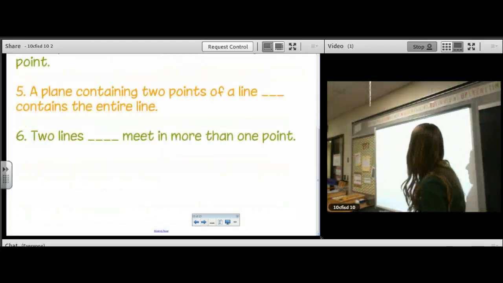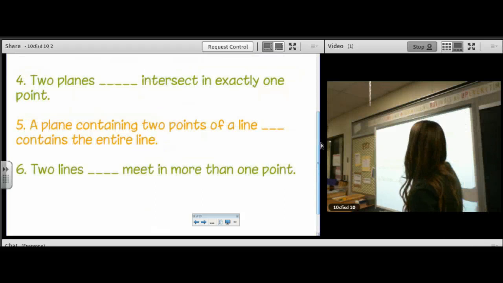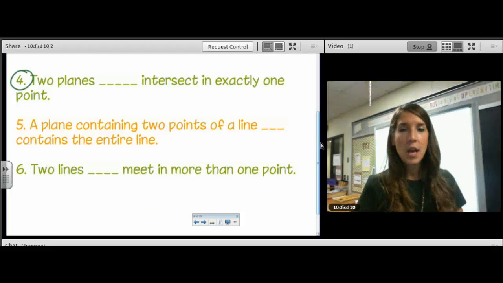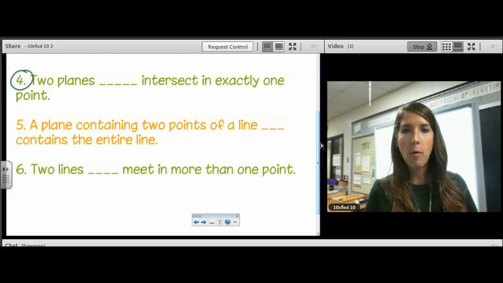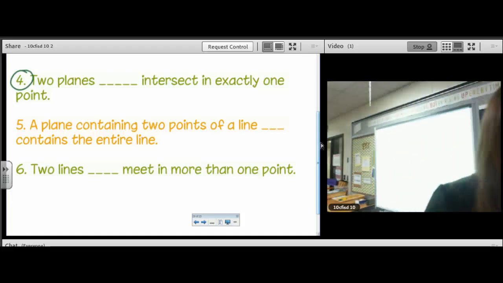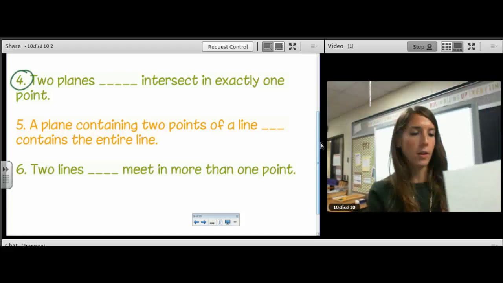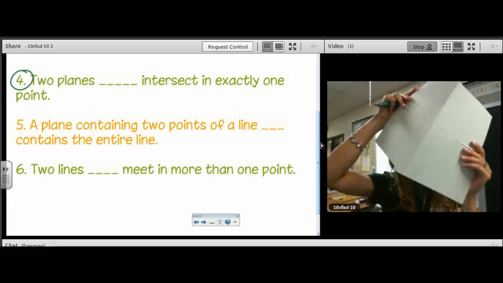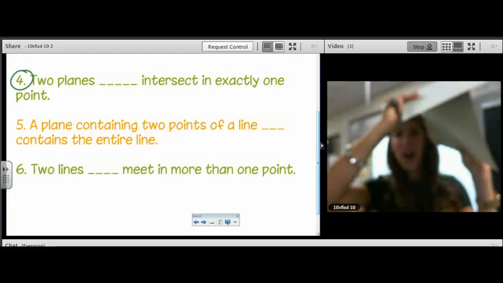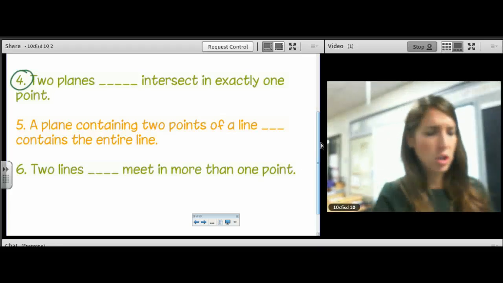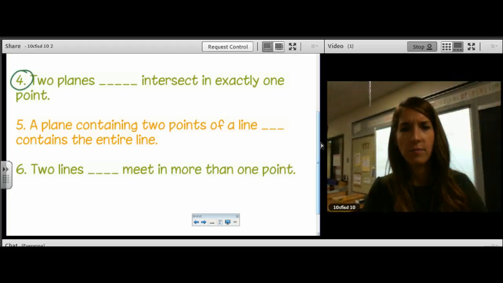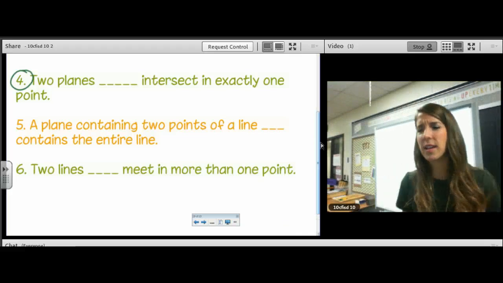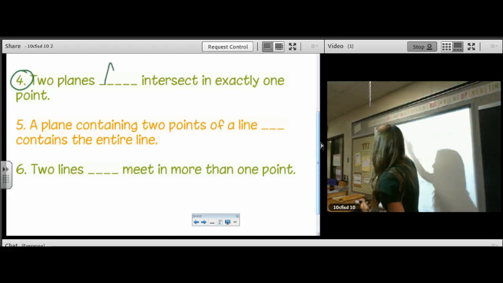All right, sorry, I had to reveal the next ones to extend the page, but we're on number 4. 2 planes, blank, intersect in exactly 1 point. 2 planes, always, sometimes, or never, intersect in 1 point. That's one of our postulates, guys. What do we get when 2 planes intersect? We get a line. So when are they ever going to intersect in a point? Wow, well that's never.